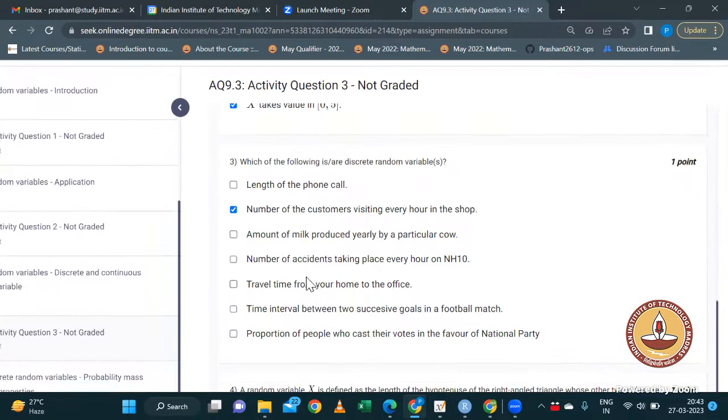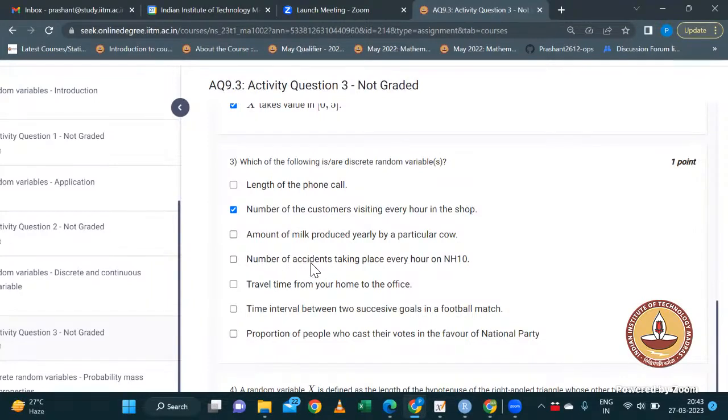What about the amount of milk? Continuous. Why? Because see, if you say 1 liter of milk, one is a discrete. No, don't go like that. Milk is something you have to measure, right? You cannot count. Correct.